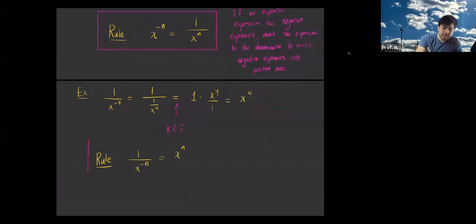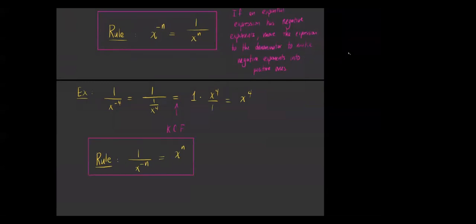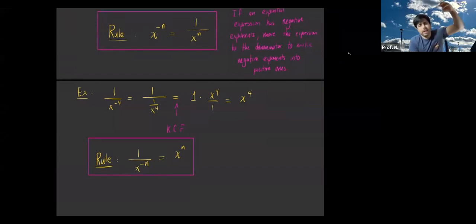And that's the key rule, guys. That's going to be the key rule. If I have a negative exponent in the numerator, make it positive, put it in the denominator. If I have a negative exponent in the denominator, make it positive, move it to the numerator. That's it. That's the rule.